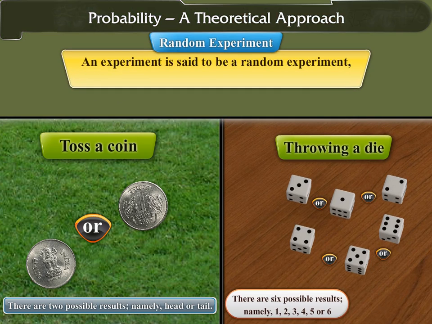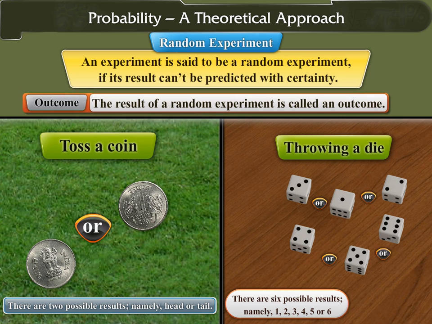An experiment is said to be a random experiment if its result can't be predicted with certainty. This means the experiment has 2 or more possible results. Outcome. The result of a random experiment is called an outcome.